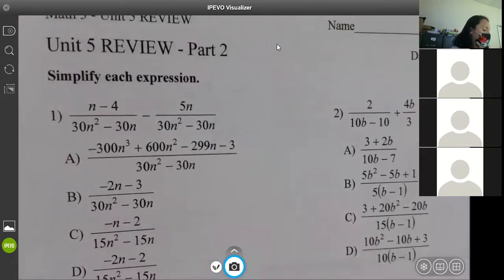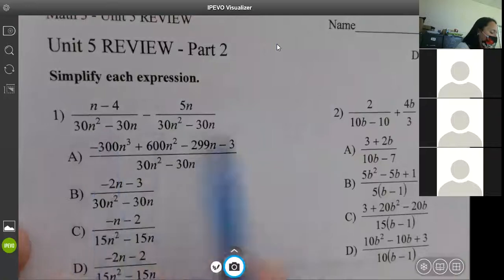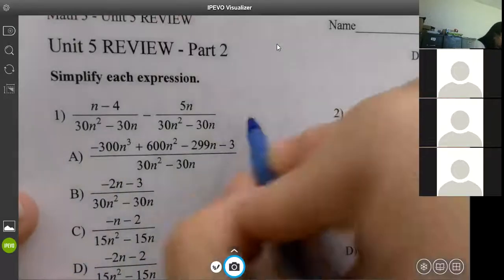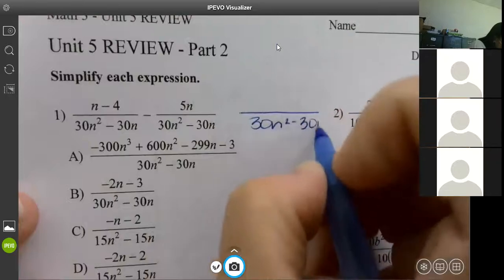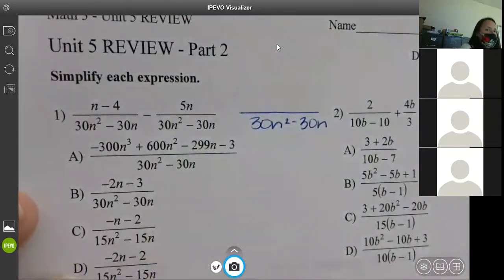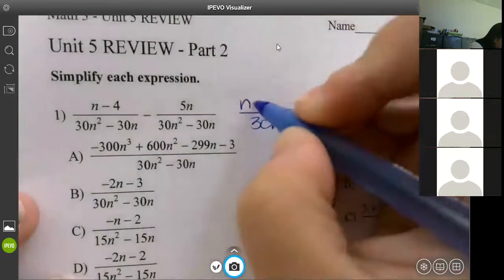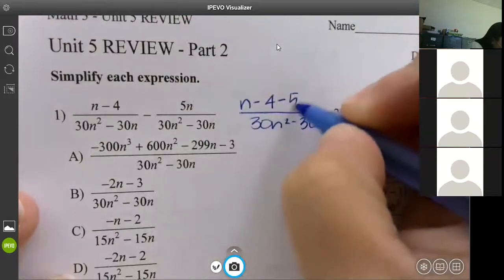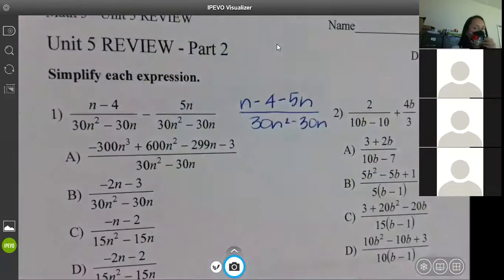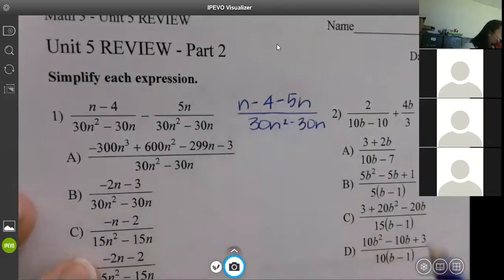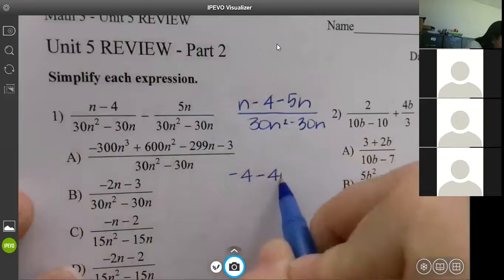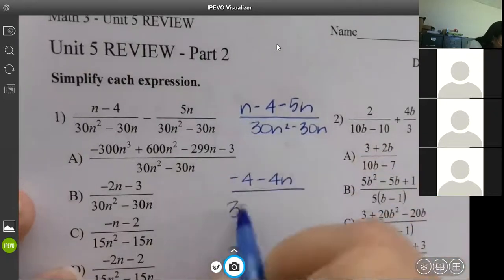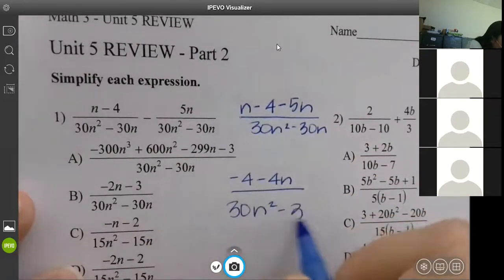You got to find the common denominator. The good thing is the very first one, we already have a common denominator. So we're just going to squish it over there. 30n squared minus 30n. And on the top, you're just going to write it together. N minus 4 minus 5n. Combine your like terms. N minus 5n is? So we have -4 minus 4n over 30n squared minus 30n.